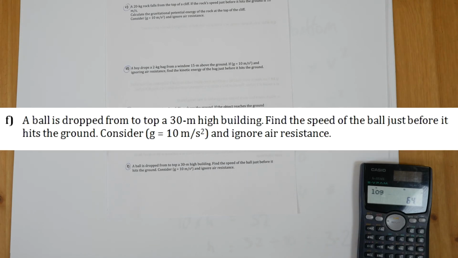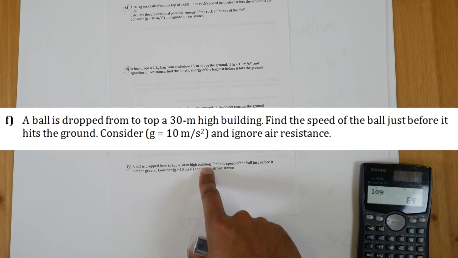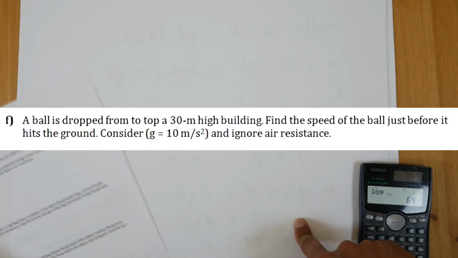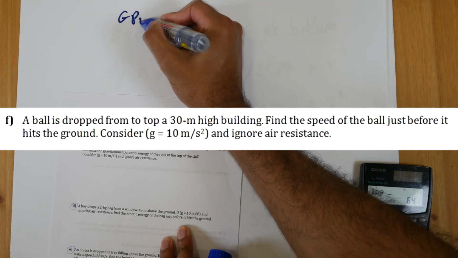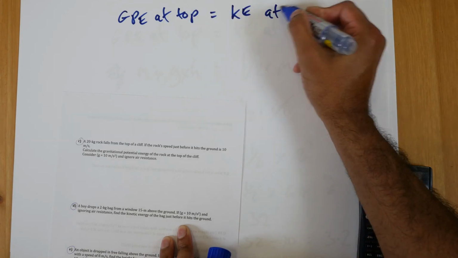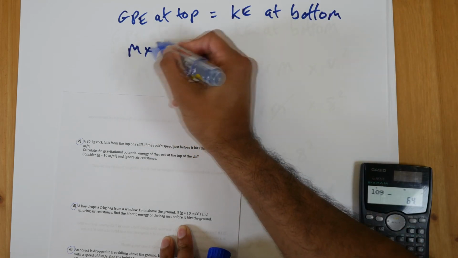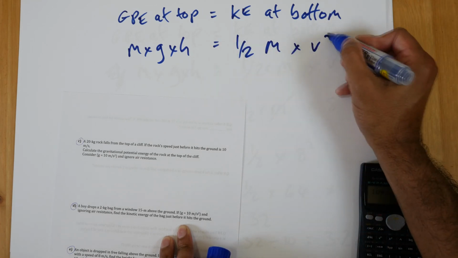It says a ball is dropped from the top of a 30-meter high building. Doesn't seem to make sense, right? But anyway, it's 30 meters high. Find the speed of the ball just before it hits the ground. Okay, right, well, let's get this. Right, start off with the same equation. GPE at top equals KE at bottom.